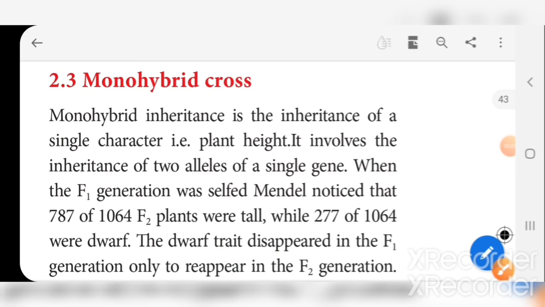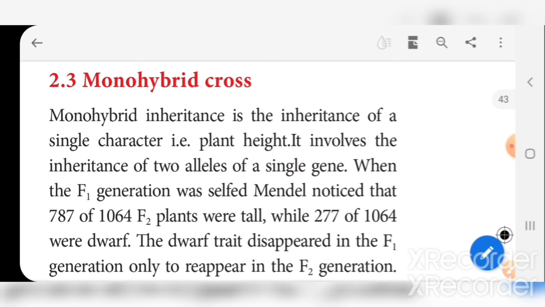Students, next we are going to see about monohybrid cross. Monohybrid inheritance is the inheritance of a single character. That means only one character can be inherited. Here Mendel takes plant height, tall and dwarf. It involves the inheritance of two alleles of a single gene. That means a single gene exists in two forms, that is tall and dwarf.